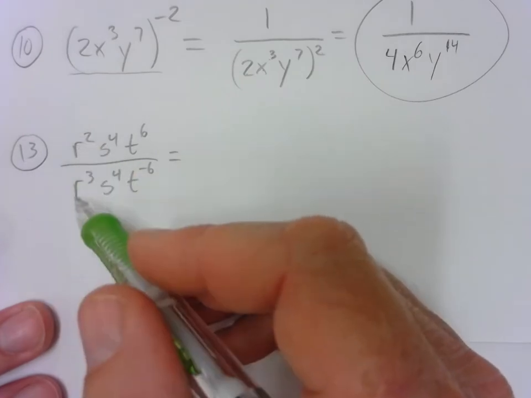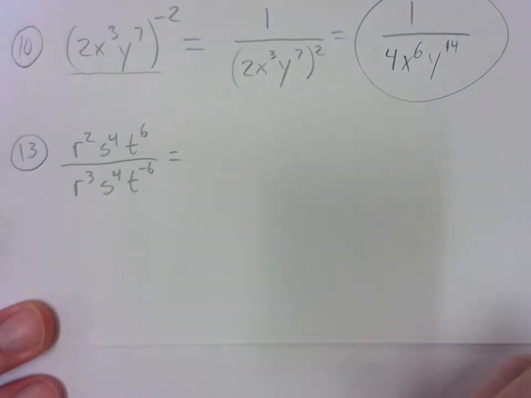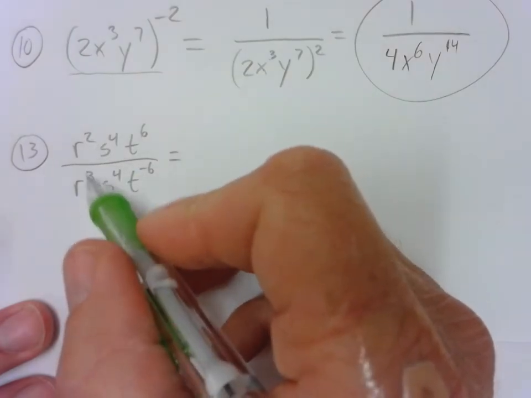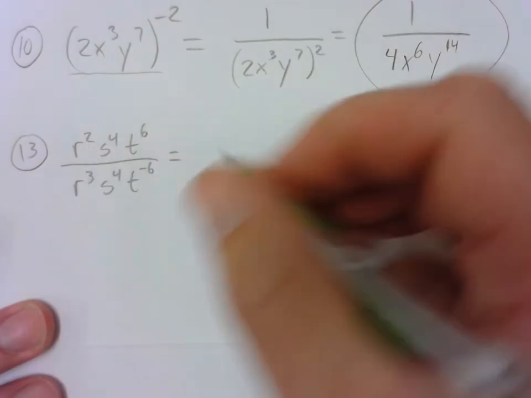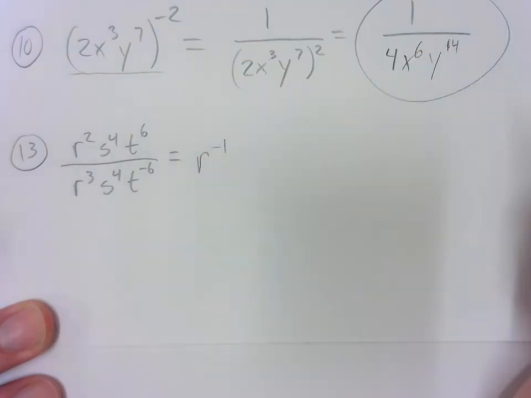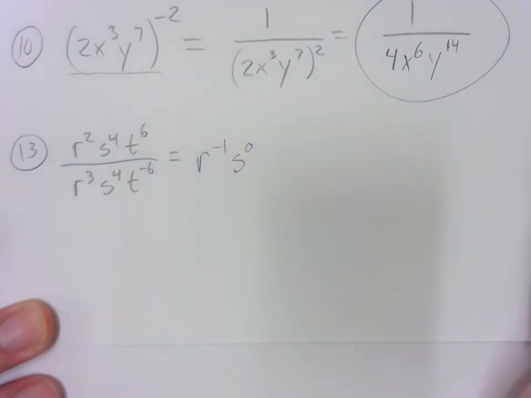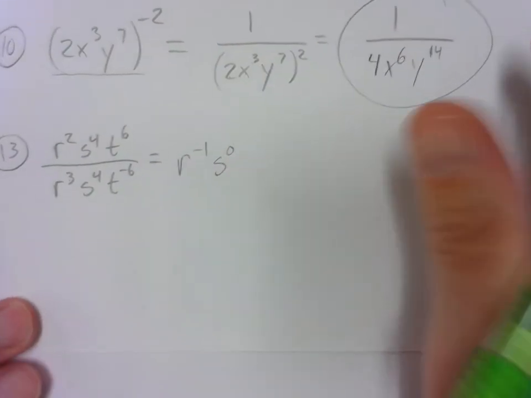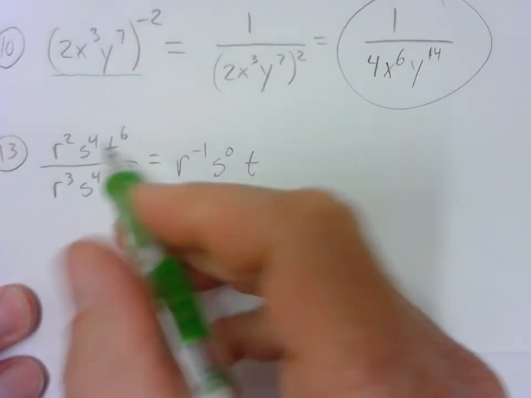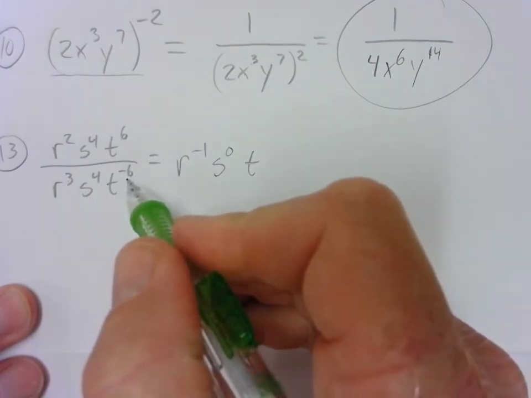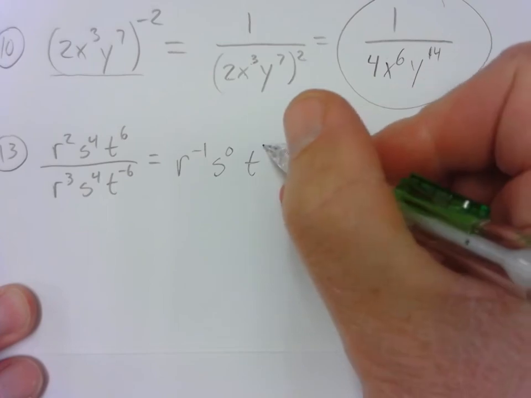When you divide, you subtract the exponent. So this is a subtraction one. So remember, it's the top minus the bottom. So it's 2 minus 3 would be r to the -1. 4 minus 4 is 0, so it's s to the 0 power, and that's going to go away in a minute. And then t, it's 6 minus a -6, so it's a double negative. 6 minus a -6 is actually going to be 12.